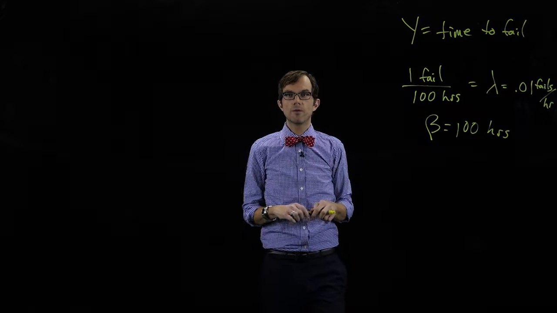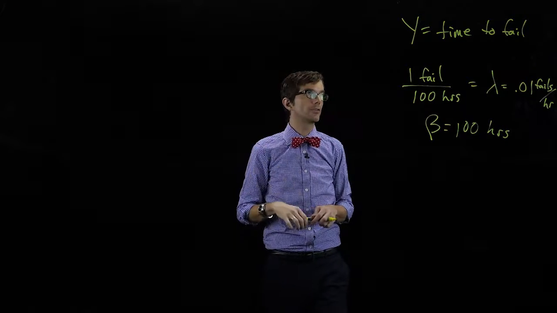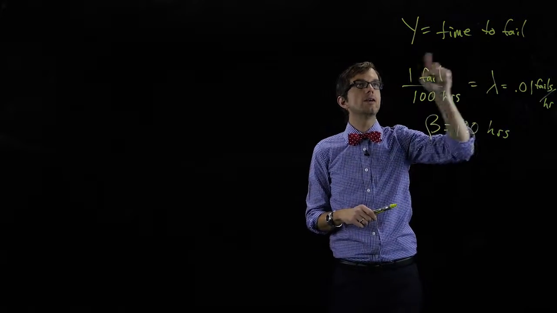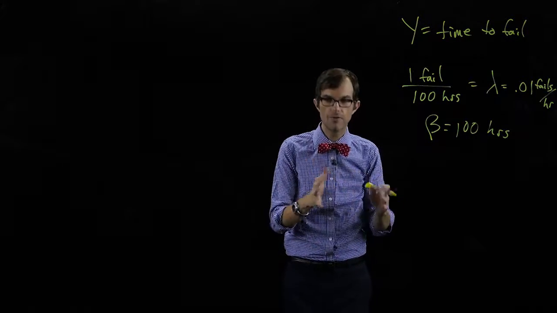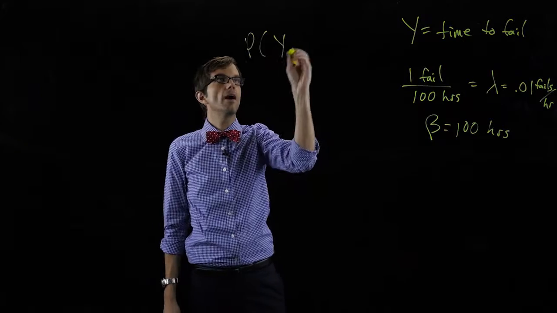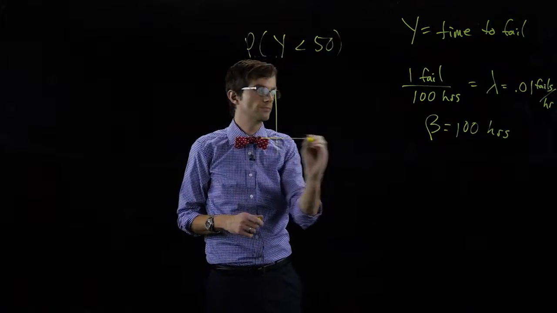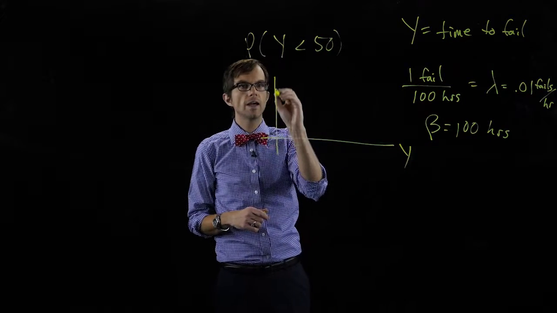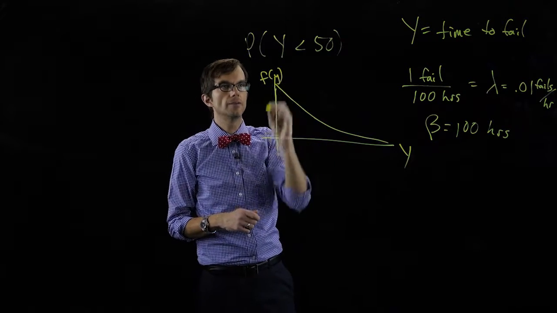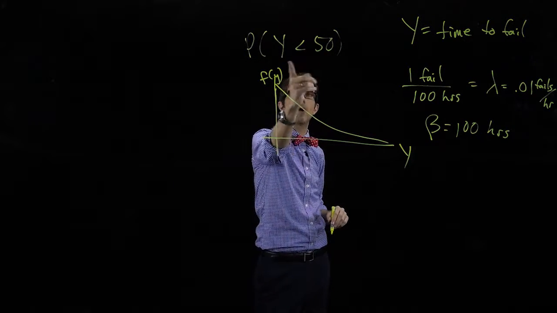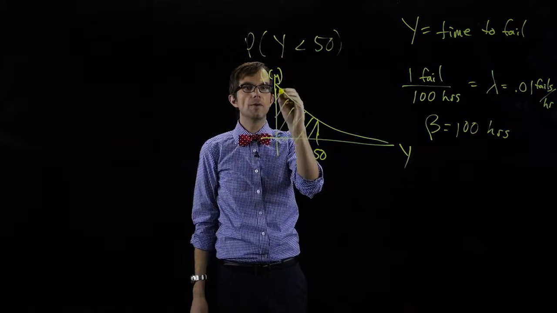And we want to know what's the probability that a randomly selected electric motor will fail within the first 50 hours? What's the probability that the time to failure is less than 50 hours in the first 50 hours? So what's the probability that y is less than 50? So let's draw out our distribution. Here we have random variable y, and the exponential probability distribution function looks something like this. So here's f of y. And we want to know what's the probability that y is less than 50. Here's 50, and we want this probability.